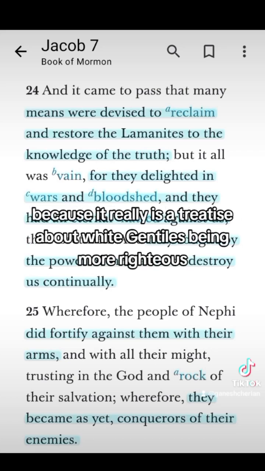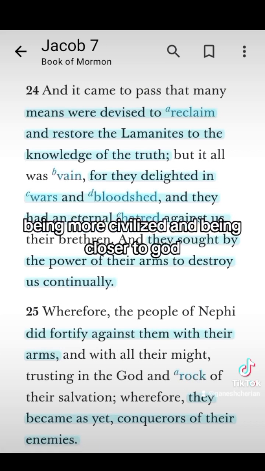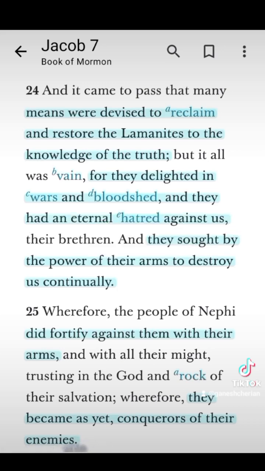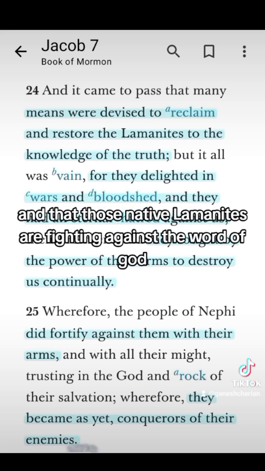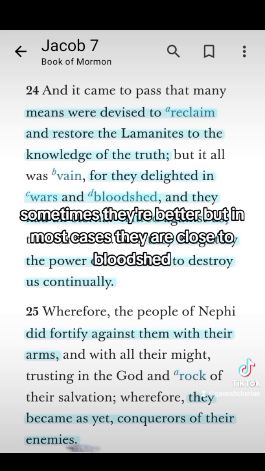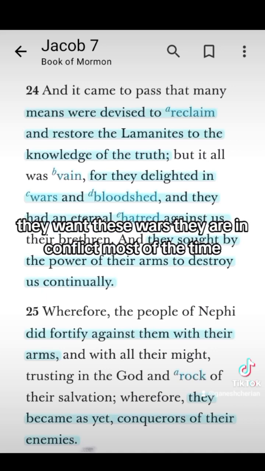And this kind of understanding permeates the whole of the Book of Mormon because it really is a treatise about white Gentiles being more righteous, being more civilized, and being closer to God, and that those native Lamanites are fighting against the word of God. But sometimes they're better, but in most cases they are close to bloodshed. They want these wars. They are in conflict most of the time.